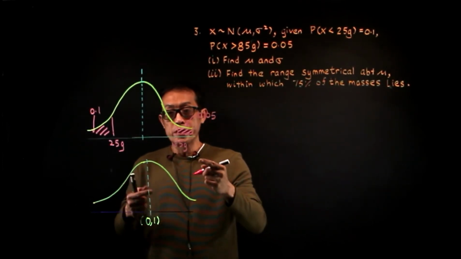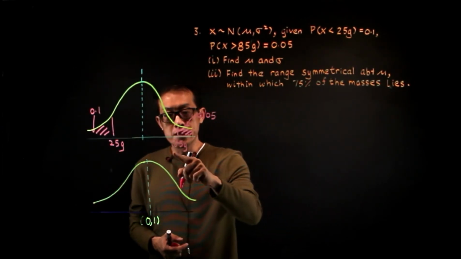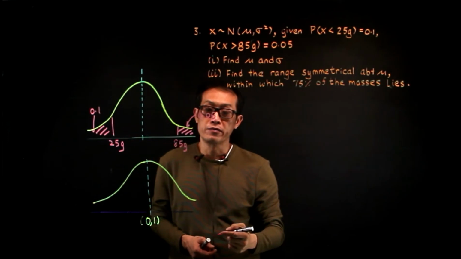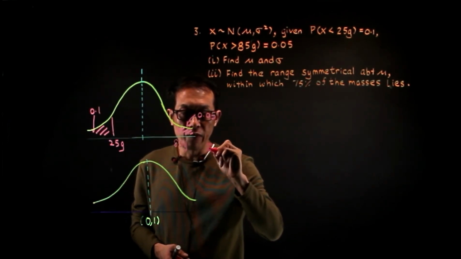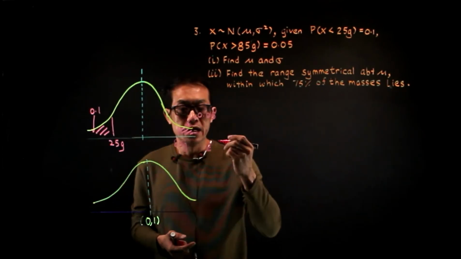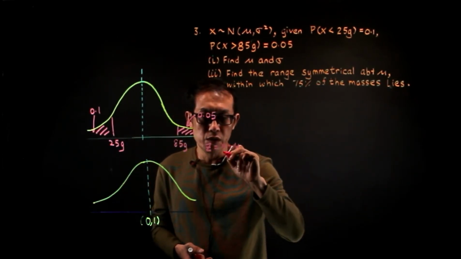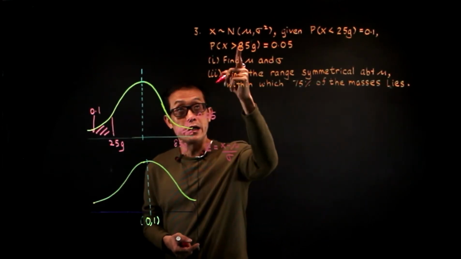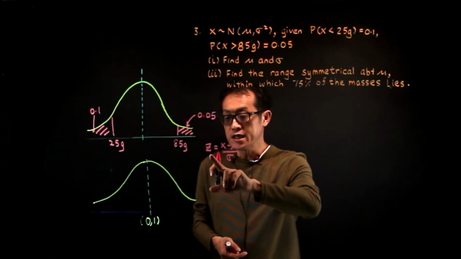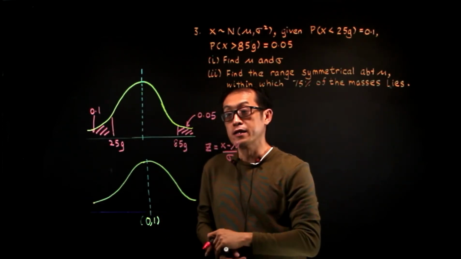Now we need to convert this to a standard normal. So what is this point on the standard normal graph? You need to undergo a transformation, and the formula for the transformation is Z equals X minus mu, divided by sigma. X is the data from the actual population. Z is its corresponding value on the standard normal graph.